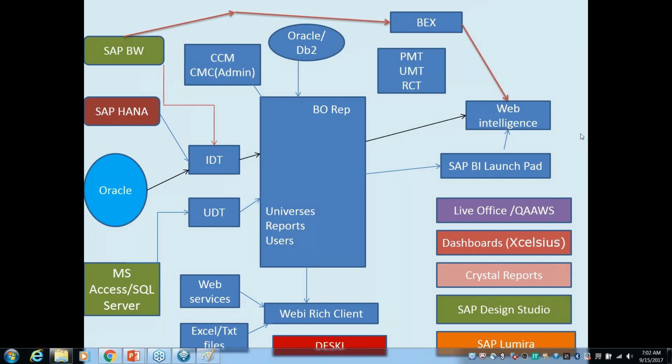Does anyone have any questions about the architecture of the business object components? Is everyone clear? You can raise your hand if you have any questions, or you can type your question in the chat window in GoToMeeting.